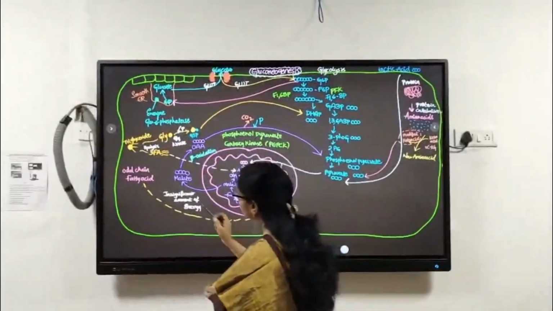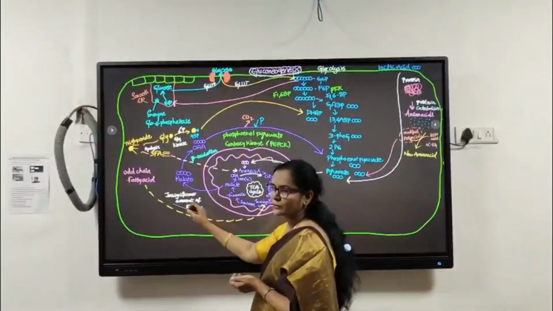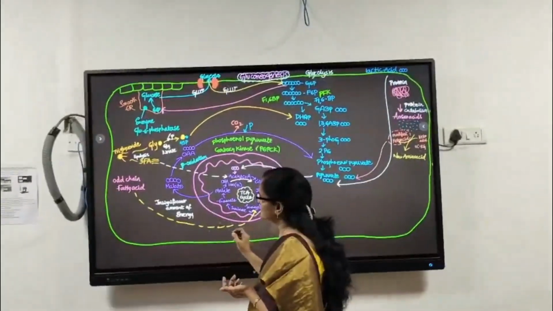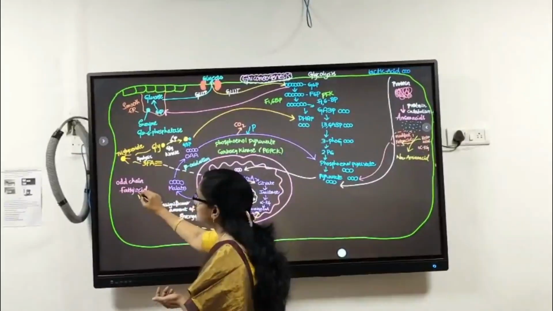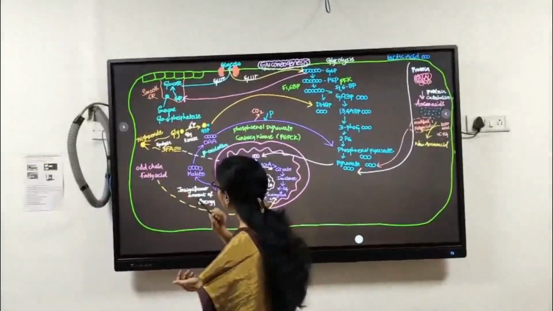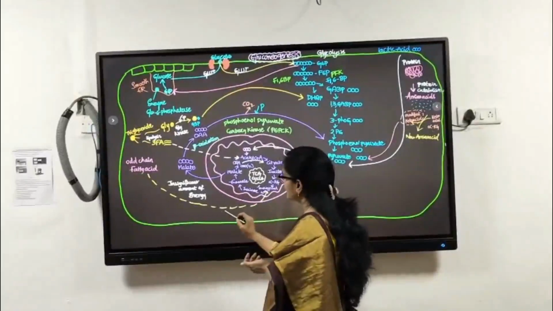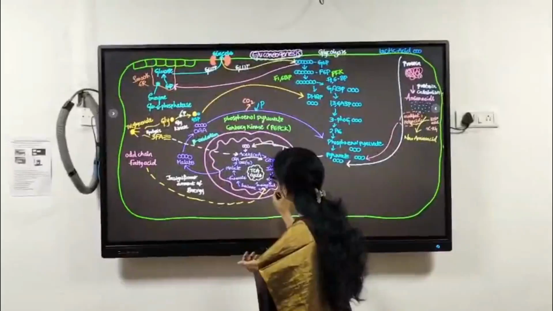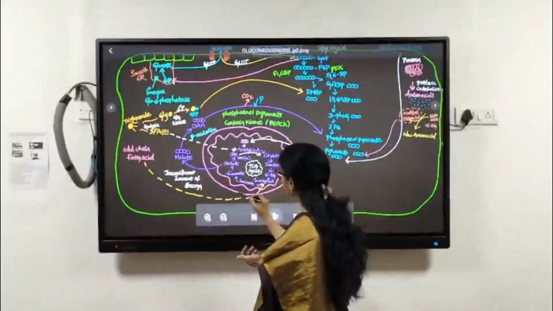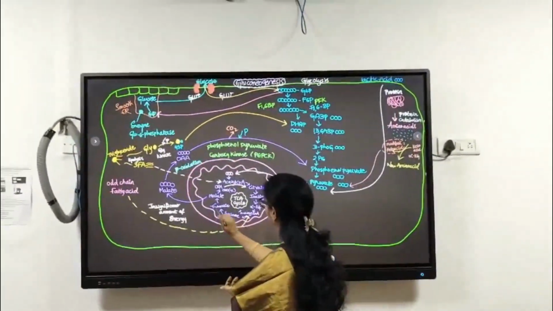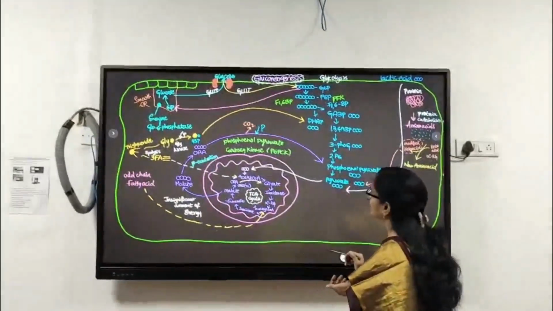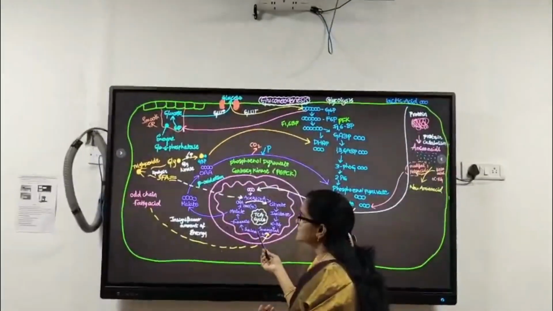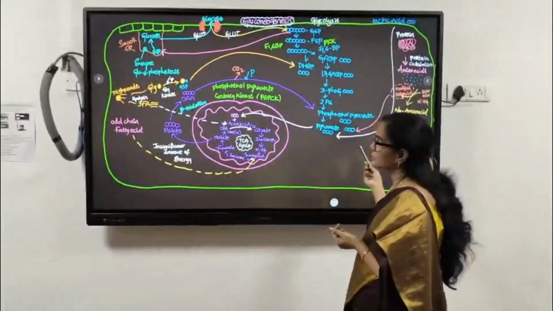And coming to the odd chain fatty acids, they can also form glucose, but very insignificant amounts of glucose are synthesized by utilizing odd chain fatty acids. Oxidation of odd chain fatty acids will yield succinyl CoA, and that succinyl CoA enters the TCA cycle and is further oxidized to carbon dioxide and water. So this is about how the odd chain fatty acids will yield glucose.